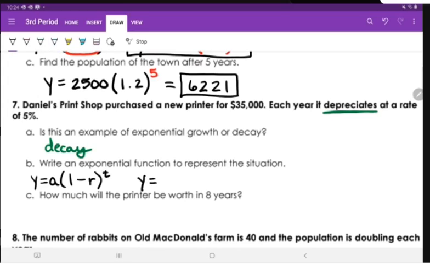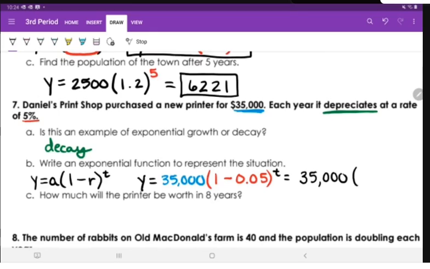So we get y equals our starting value, which is 35,000. And our rate they give us is 5%. Convert that to a decimal. So we'll have 1 minus 0.05. We move our decimal space 2 spots to the left. That'll give us 0.05. And just in case they simplify this on a multiple choice, we'll want to make sure we can simplify it too. When you take 1 minus 0.05, you get 0.95. And you can use a calculator on that.